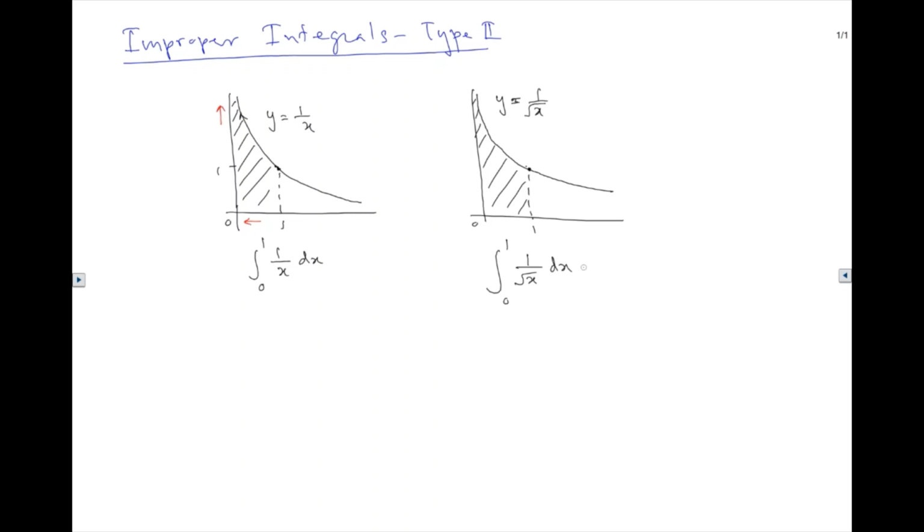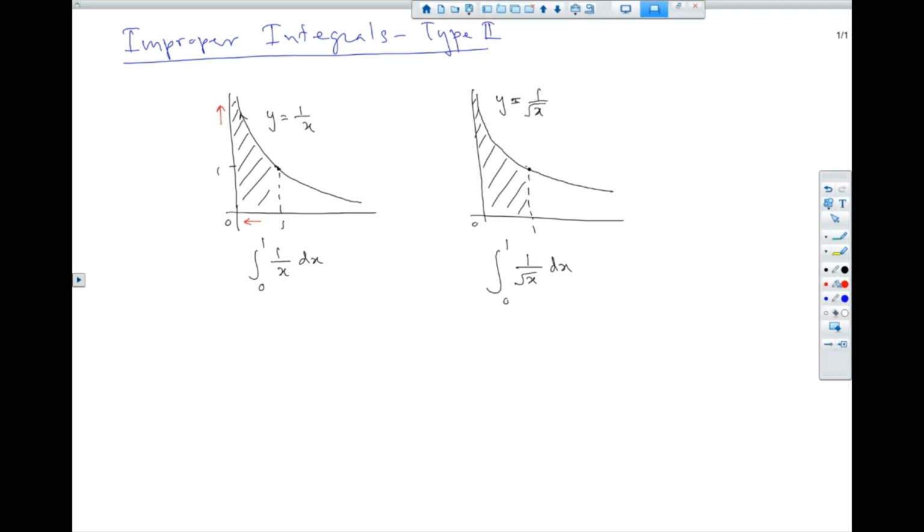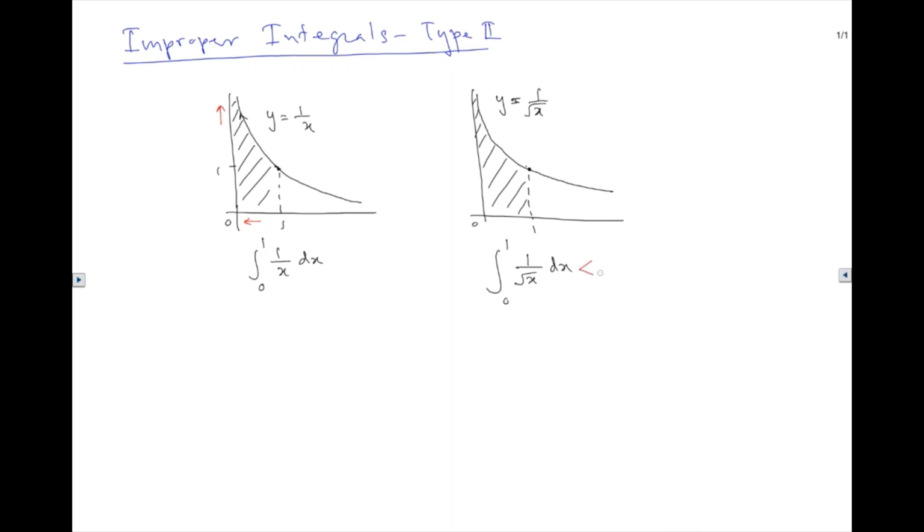Actually, to our surprise, for this integral you're going to get a finite number, and here it is infinity. So that's very strange. We slightly change the problem, but you get completely different answers.